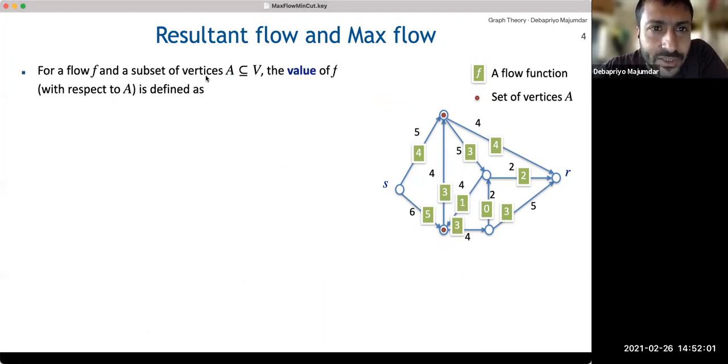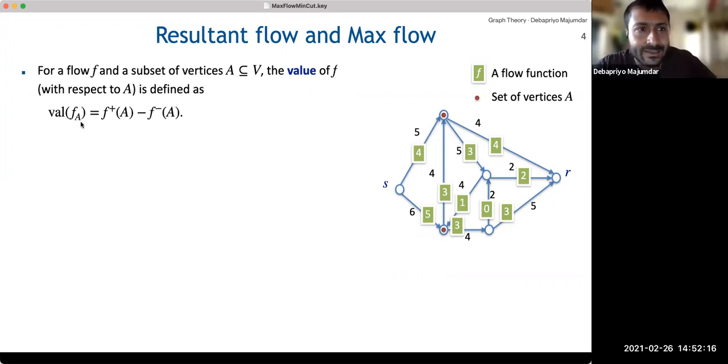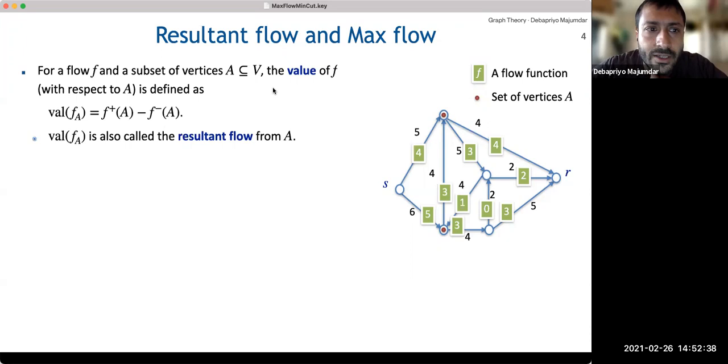So for a flow and a subset of vertices, again, make it a strict subset, doesn't really matter. The value of the flow is defined as val f_A. So the notation is like this: value of the flow f, val of f_A, is the outgoing minus the incoming. Okay, so the outgoing from A minus the incoming to A. Now this is for a subset of vertices. It's also called the resultant flow from A.